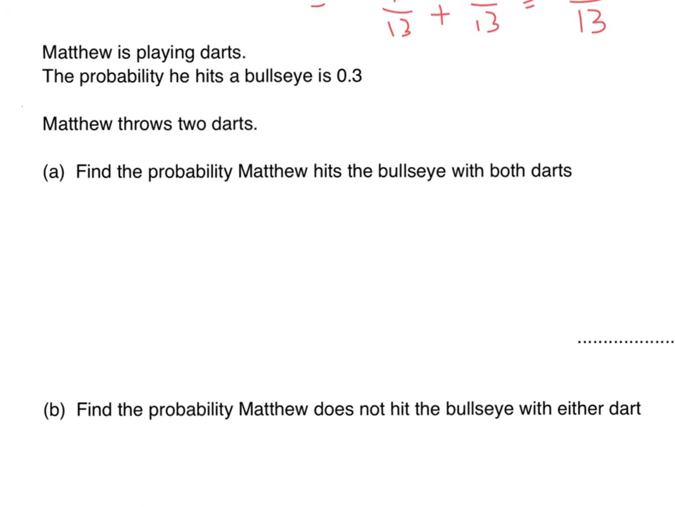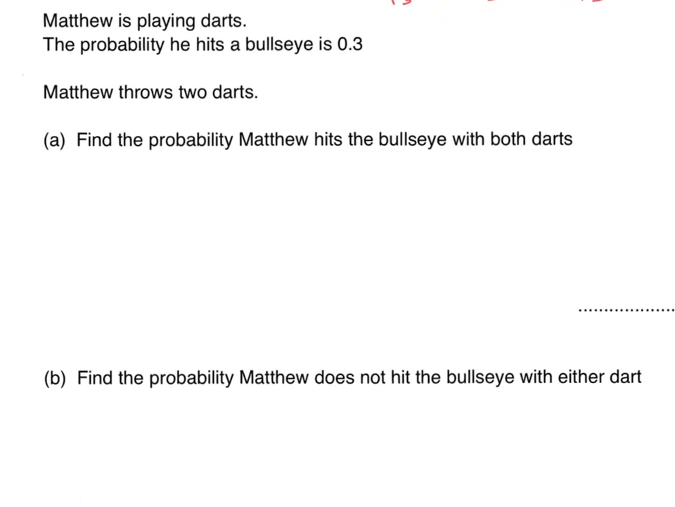Okay, Matthew is playing darts. The probability he hits a bullseye is 0.3. Matthew throws 2 darts. So the first event would be the first dart being thrown, the second event, the second dart being thrown. Find the probability Matthew hits the bullseye with both darts. So that's the probability that he gets bullseye on the first go and bullseye on the second go.